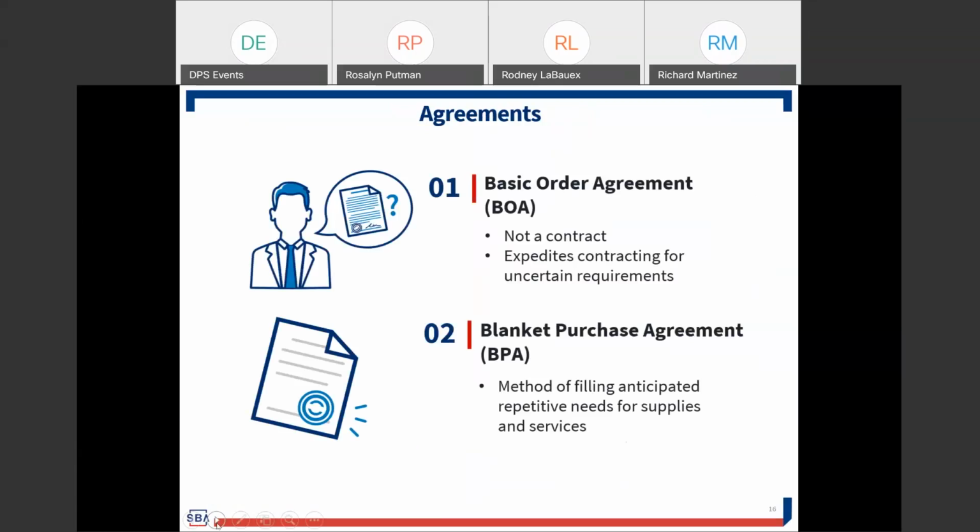And these are some basic agreements that the government uses. A basic ordering agreement is not a contract, but it expedites contracts for uncertain requirements. And then you have your blanket purchase agreement, which is a method of filling anticipated repetitive needs for supplies and services. So for something that's needed on a regular basis from an agency, a blanket purchase agreement would be used by the government.